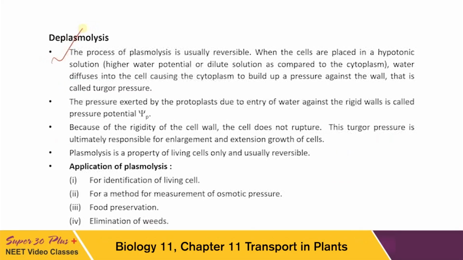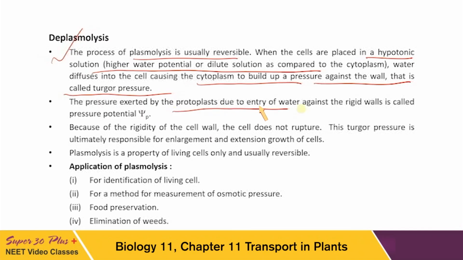Plasmolysis, you know, is a reversible process. That's why if a plasmolyzed cell is kept in hypotonic solution, then water will enter due to endosmosis, and the cytoplasm will regain its normal shape. The turgor pressure will increase. The pressure exerted by the protoplasm due to entry of water on the rigid cell wall is now known as pressure potential. Because of the rigidity of the cell wall, it doesn't rupture.